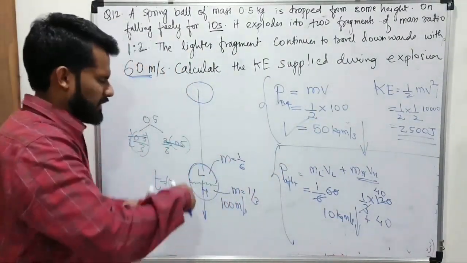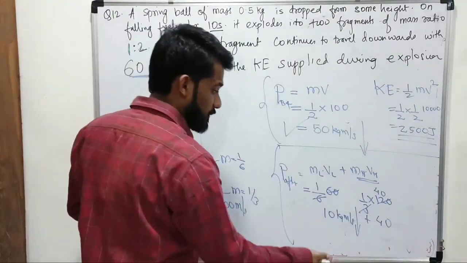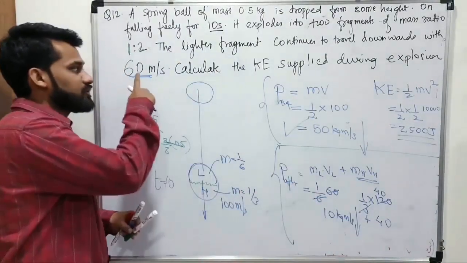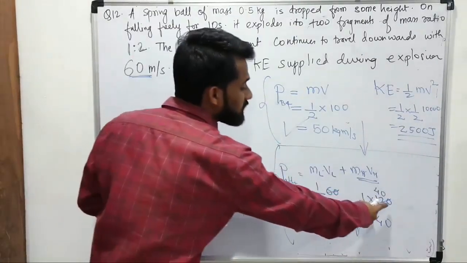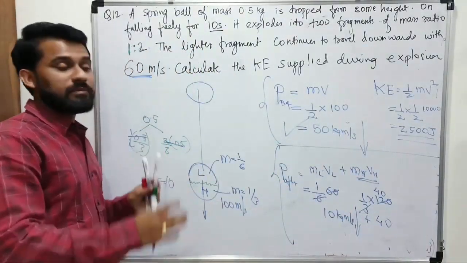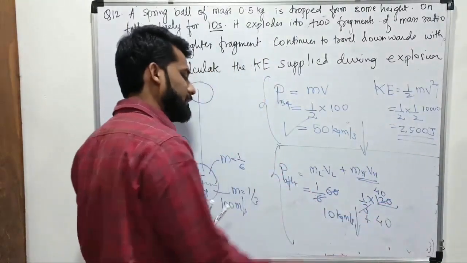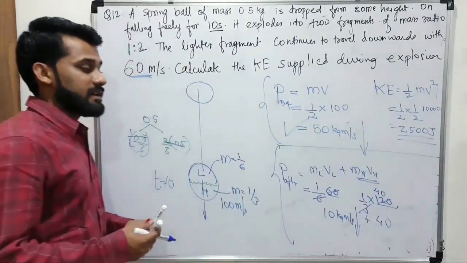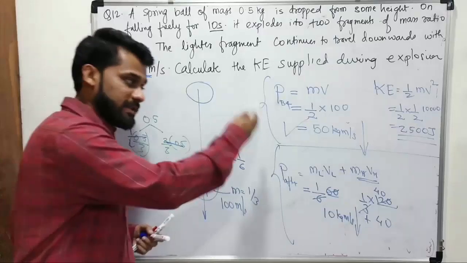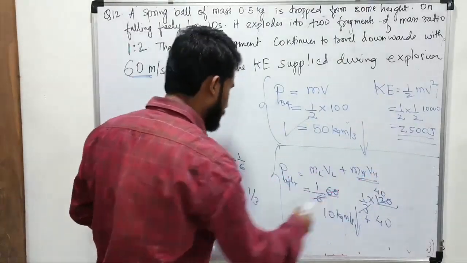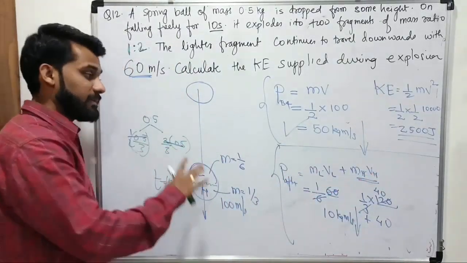After explosion, the smaller particle moves with 60, the heavier should move with 120, so that the momentum is kept the same. So the heavier particle's speed is 120, the lighter particle's speed is 60. In this process, the momentum is conserved, and hence we have calculated the speed of the heavier one, right? We got the speed of the heavier one.